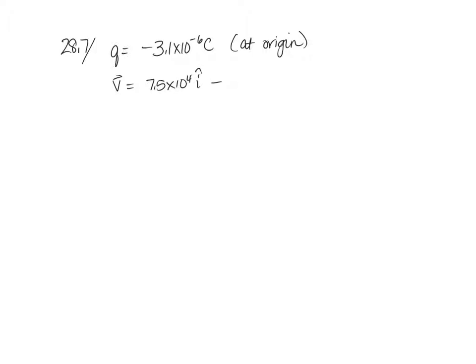All right, so we want to look at two questions that are kind of difficult. First we're looking at 28.7, and I'm going to use the numbers I had. We have a negative charge, minus 3.1 times 10 to the minus 6 coulombs, at the origin. It's traveling with a velocity of 7.5 times 10 to the 4th in the x direction, and 4.9 times 10 to the 4th in the minus y direction. We want to find B, the magnetic field, at these coordinates.